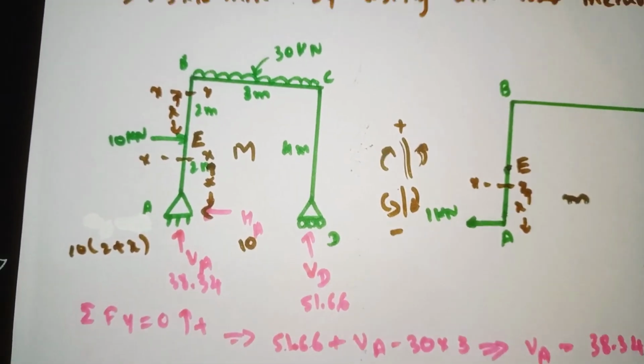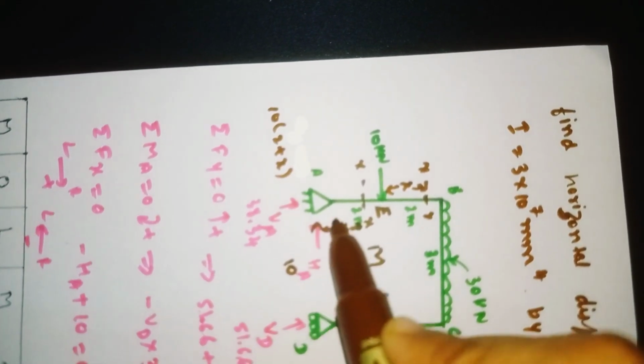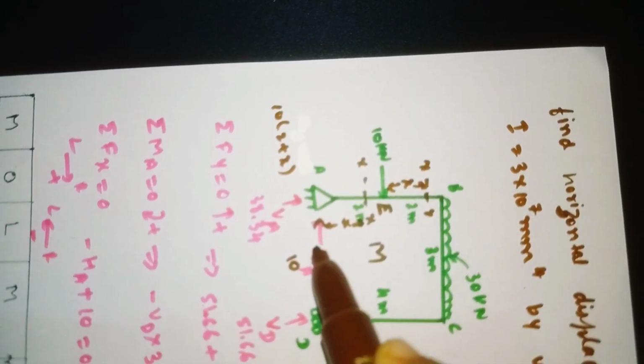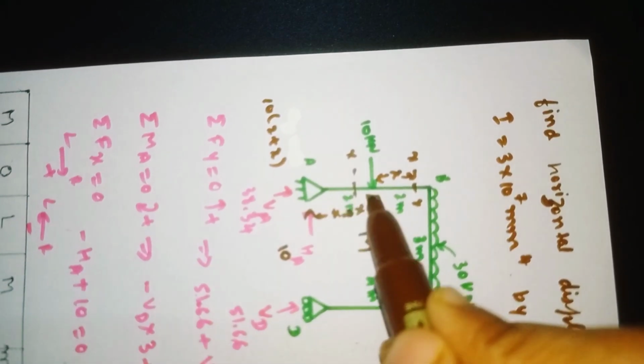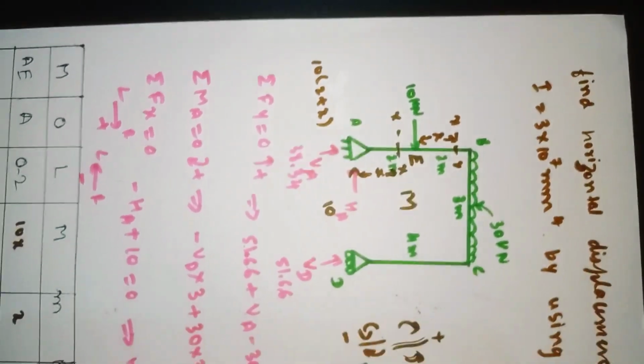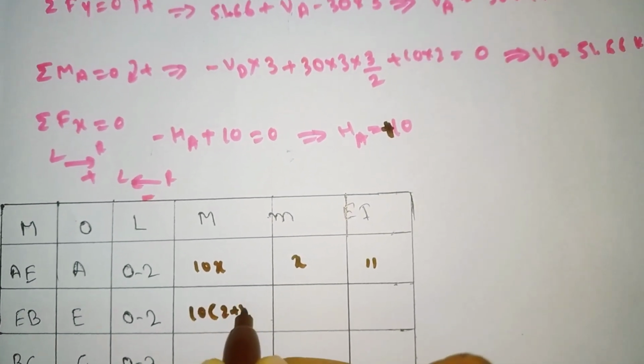Our capital M, here the load is moving upward. At what distance is it moving from this section? It is 10 into, from here to here is 2, no? 2 plus here to here is x. So 10 into 2 plus x is the distance it is moving. So our M will be 10 into 2 plus x.